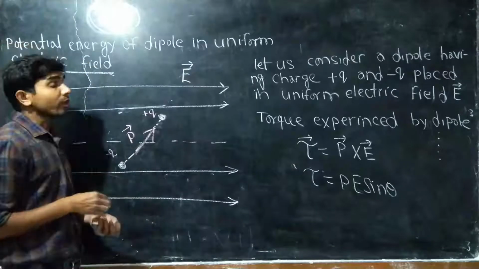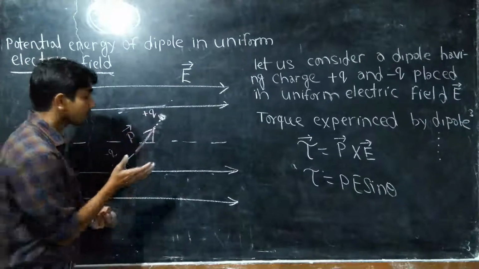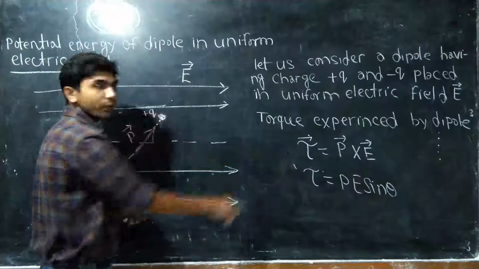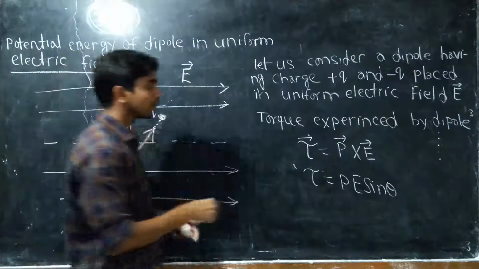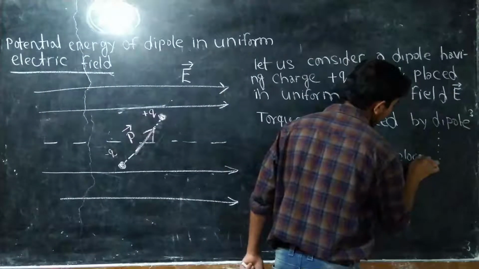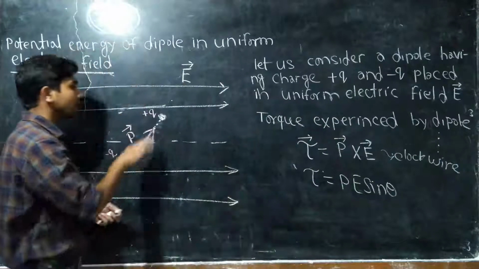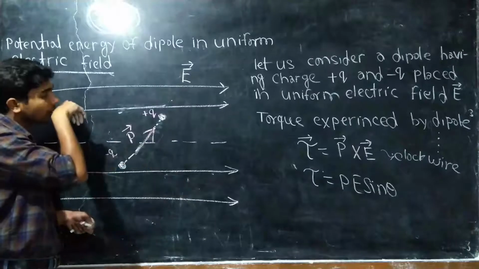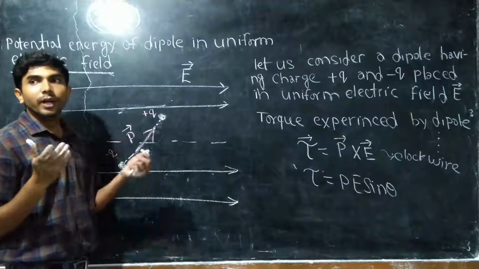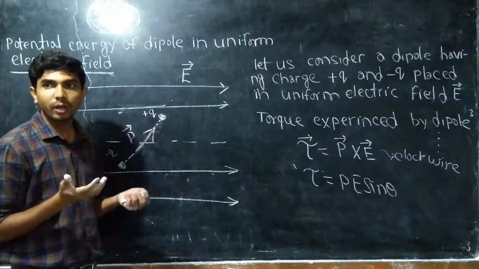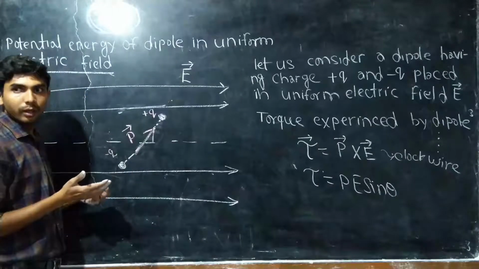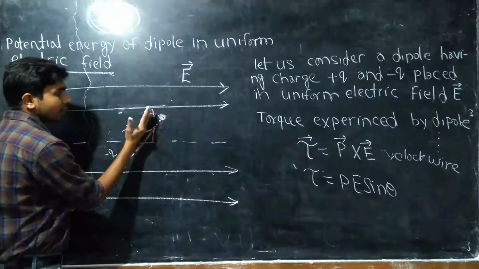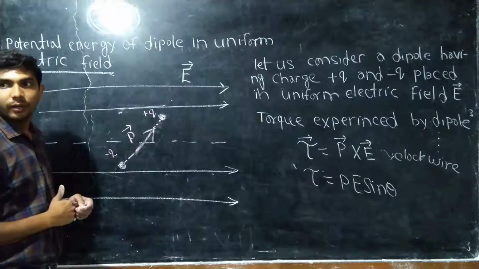Now suppose someone is rotating this dipole. This torque is acting in which direction? Clockwise direction, right? This torque is trying to rotate the dipole in the downward direction. Now suppose some external agent is applying torque, and due to that the torque is trying to rotate the dipole in the opposite direction, that means anti-clockwise direction, right?